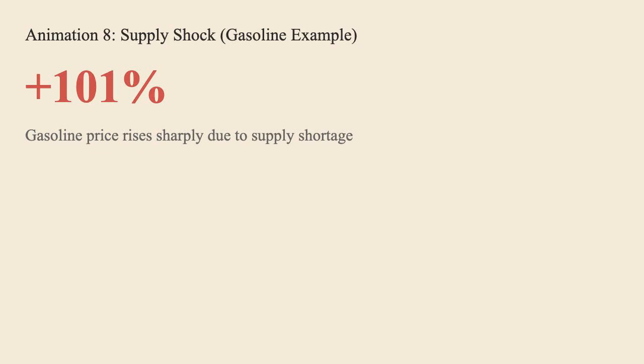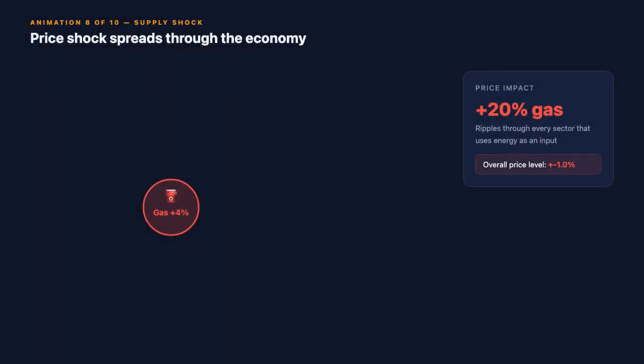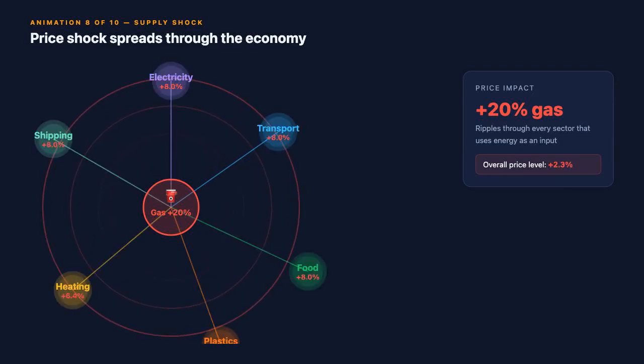When the supply of a key input such as gasoline or wheat falls because of weather, conflict, or production problems, the price of that input rises sharply. A 20% increase in energy costs can push the overall price level higher by 1.5 to 2.5 percentage points for several quarters. The animation follows the price increase from the specific good outward to other goods that use the same input, showing how the effect spreads through the broader basket.